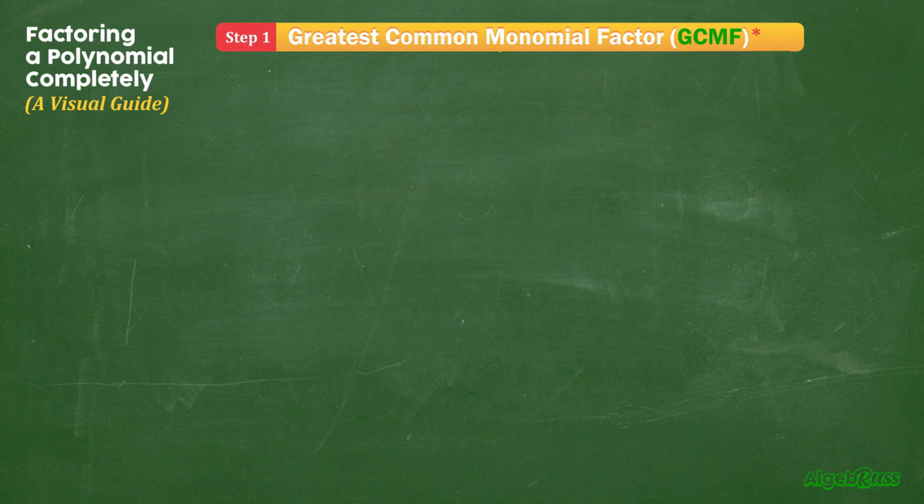Step 1. Look for the greatest common monomial factor. Now, the very first thing you should always do is check for the GCMF. It is the largest term, number, variable, or both, that divides evenly into every term in the polynomial. So, pulling out the GCF simplifies the problem.